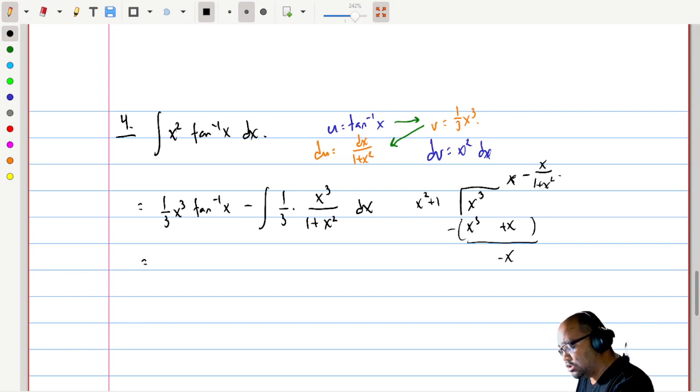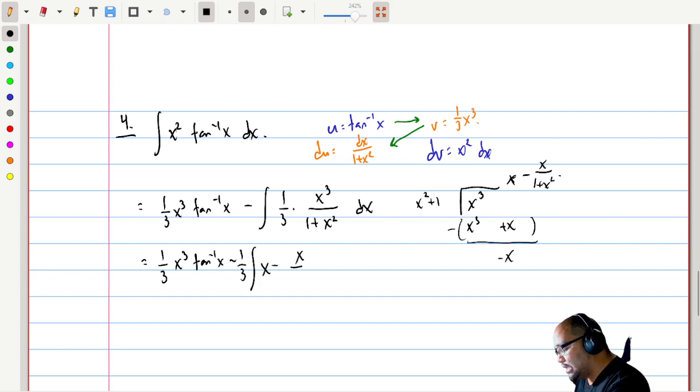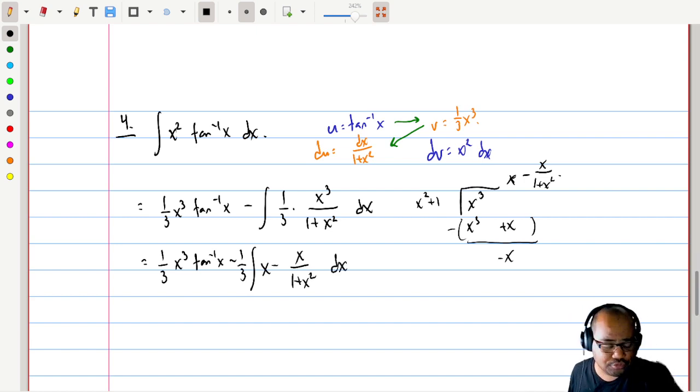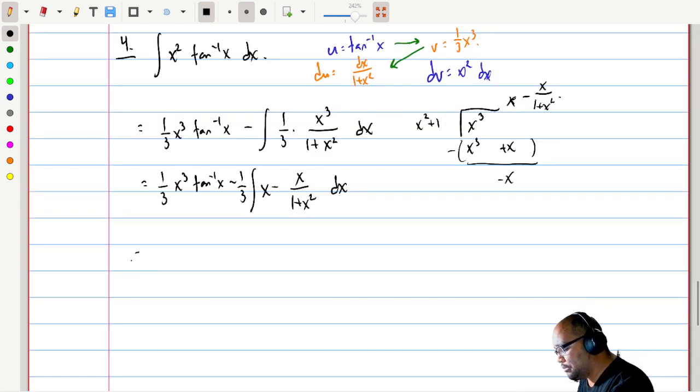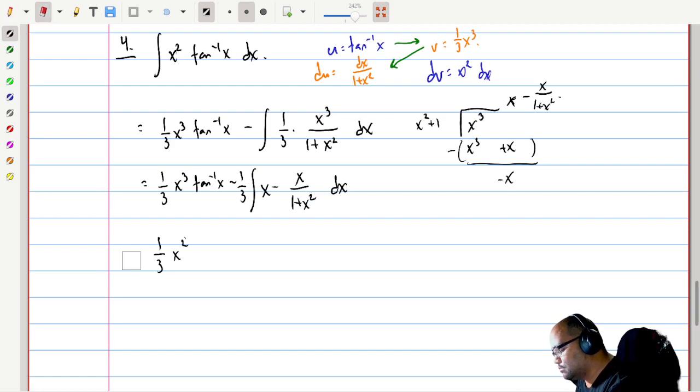All right, so that last integral, we get 1/3 x cubed arctan x minus 1/3 times the integral of x over 1 plus x squared. Now, the second term in that last integral, that can be achieved by a u substitution. So I'll go ahead and actually spell that out in the next step. But notice that the first term is really easy, right? First term is really easy.